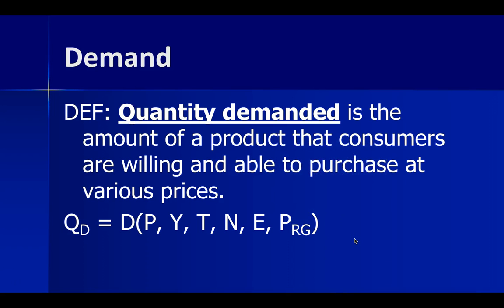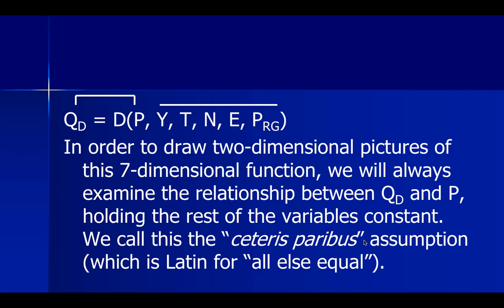So this is a very complex function. There are 6 different independent variables that affect our dependent variable, quantity demanded. It would be very complicated to always be thinking about shifts in all of these different independent variables. So economists generally focus on one much simpler relationship. That is, we focus on the relationship between quantity demanded and price while holding all of the other exogenous or independent variables constant. We call this the ceteris paribus assumption. Ceteris paribus just means all else equal or everything else constant.